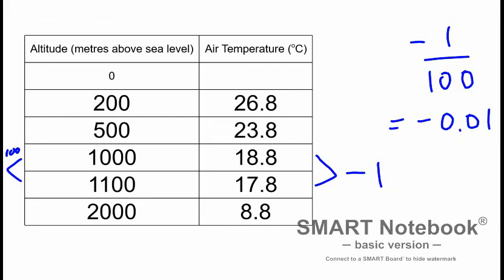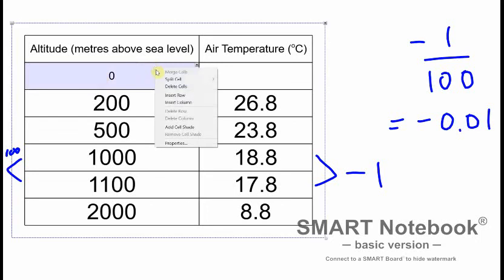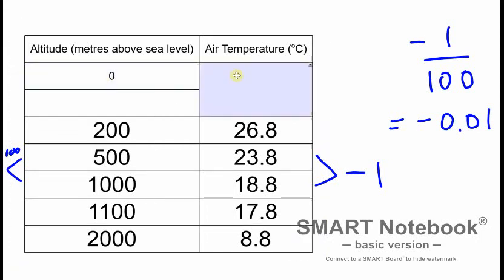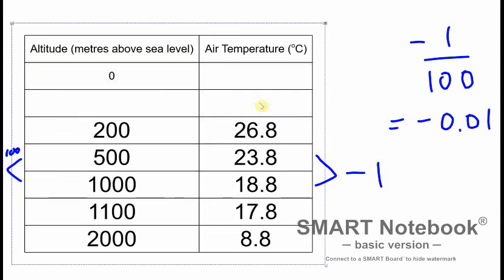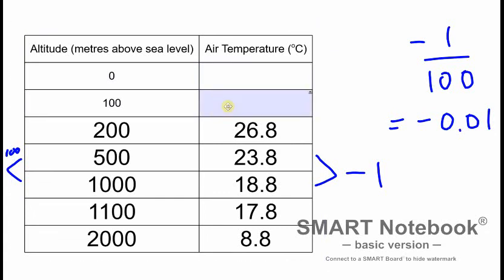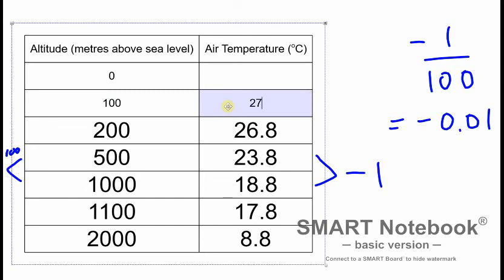I can figure out that 100, let me just kind of sneak it in here. Let me put in one more row. Insert row, and then over here we'll go insert row. All right. So what I know is that 100 has to be 1 degree higher. So that would be 27.8. And then finally 0 has to be 28.8. Yeah, 28.8, of course.